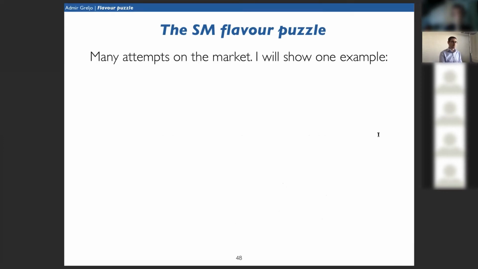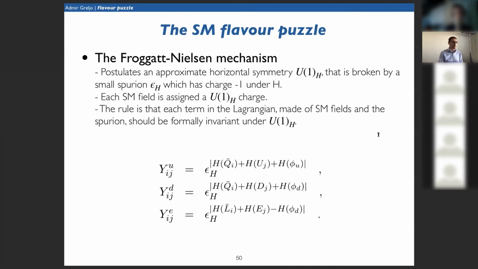There are many models on the market for how you can explain this. One very popular model is the so-called Froggatt-Nielsen model. What Froggatt-Nielsen does is to postulate the presence of an additional symmetry, let's say a U(1), which is approximate, meaning that it's broken. In particular, it's broken in a well-defined way by a small spurion epsilon, which has a charge under U(1). Each standard model field has a charge. The word horizontal comes from the fact that we charge different generations differently, and vertical is associated with the SU(2) gauge symmetry. So horizontal is associated with flavor symmetries.